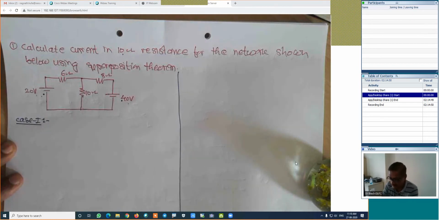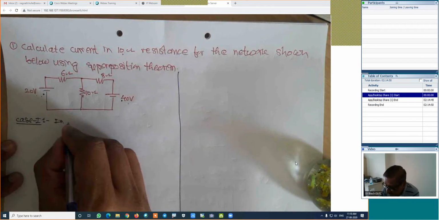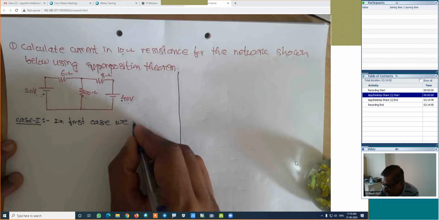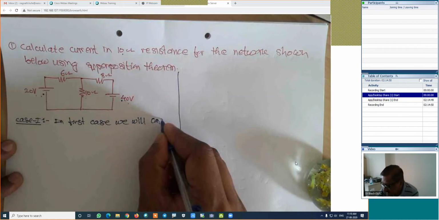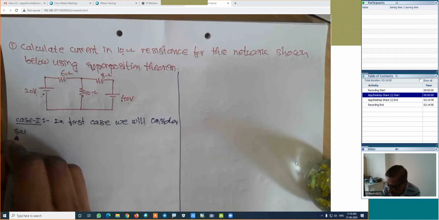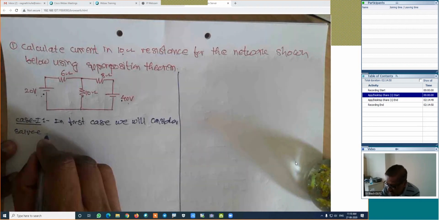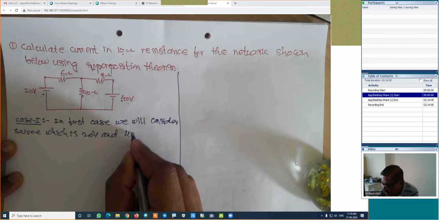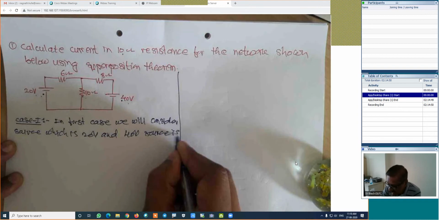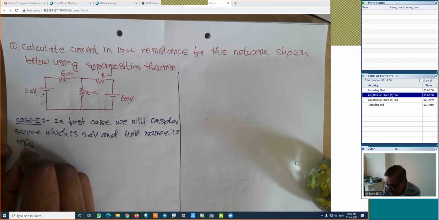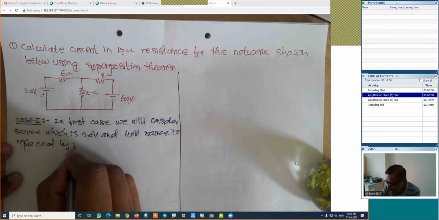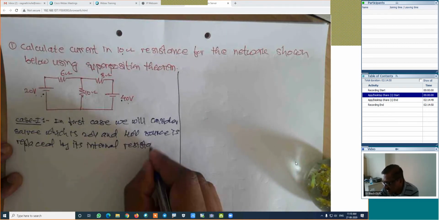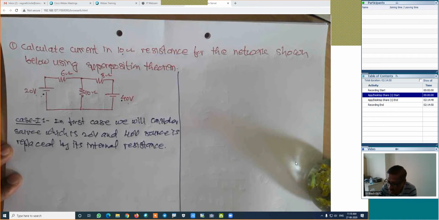How is the case 1? In the first case, we will consider the source which is 20 volt, and the 40 volt source is replaced by its internal resistance. Its internal resistance.